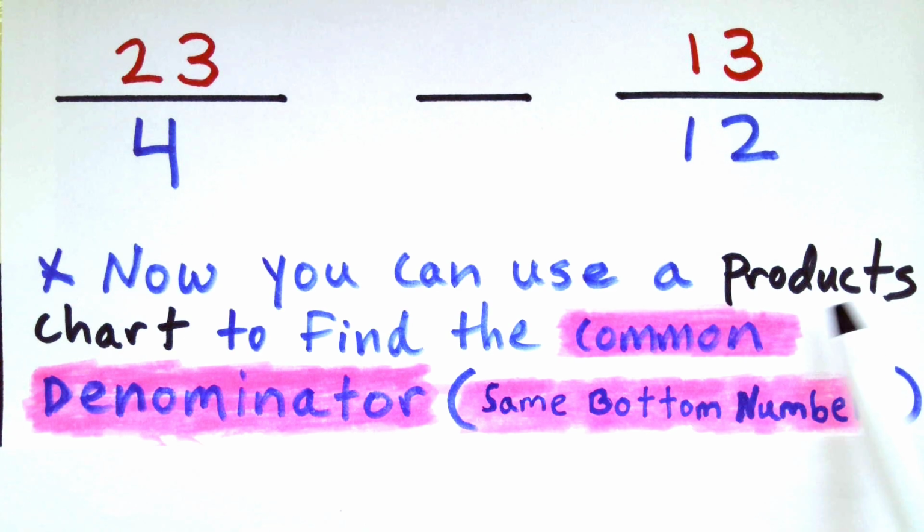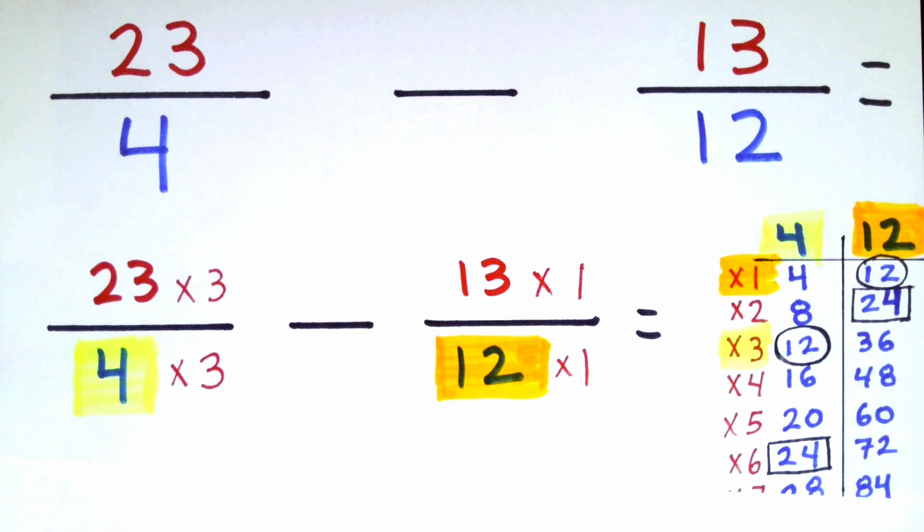I would use a product chart to find the common denominator, that's the same bottom number that both 4 and 12 share. Okay, so I'm going to take 4 and 12 and place that at the top of my product chart. And I'm going to see what product or answer to multiplication problem both 4 and 12 share.